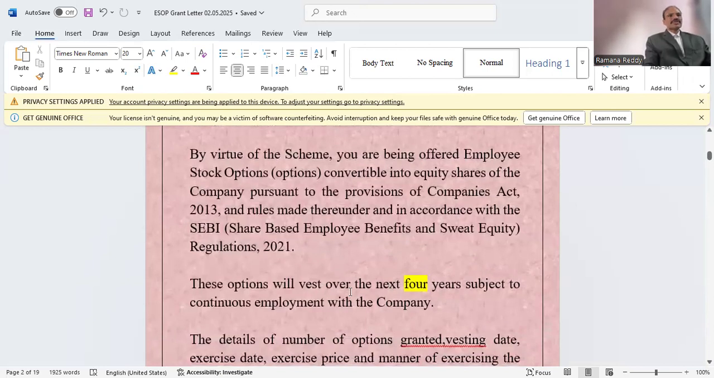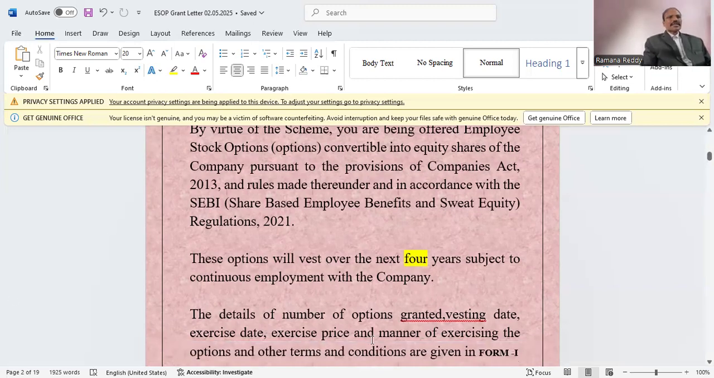These options will vest over the next 4 years. It depends on the company. The NRC will decide whether it is 3 years, 4 years or 5 years. The minimum vesting period is 1 year. Here we are saying these options will vest over the next 4 years subject to continuous employment in the company. This is the complete option of the company, whether it is 4 years or 3 years. The minimum mandatory vesting period is 1 year.